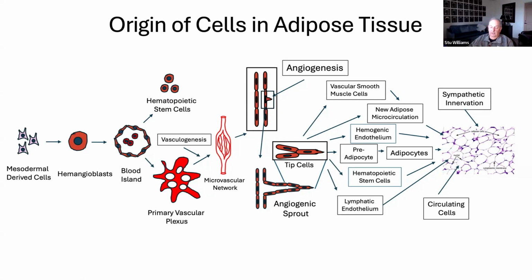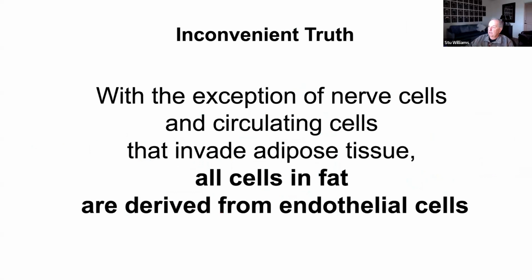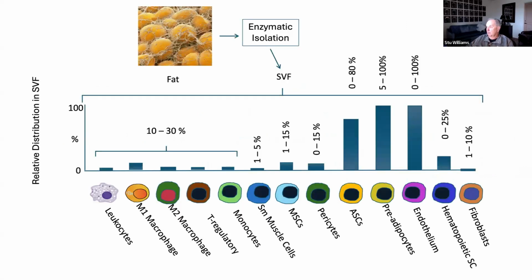But when I look at the literature, and this is the first inconvenient truth that I will throw out there and open up for discussion later, as well as on YouTube and other places, it is the endothelial cell which is the progenitor cell to all cells in fat except these nerve cells and the circulating cells that diapedese in. So all cells in fat are derived from endothelial cells is my first inconvenient truth, to use that term that Al Gore has used over the years.